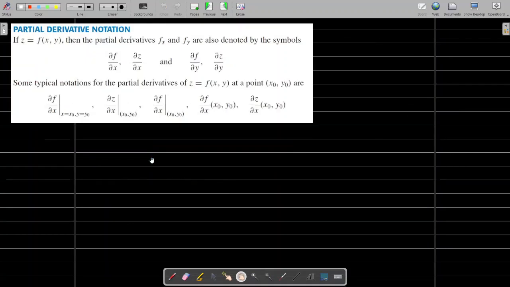Now we will move on to some notations. Suppose we have z equal to f of xy. Then the notation of partial derivatives is something like this: dou by dou x represents partial derivative with respect to x, and dou by dou y represents partial derivative with respect to y. So instead of d by dx and d by dy, we will have dou by dou x and dou by dou y.